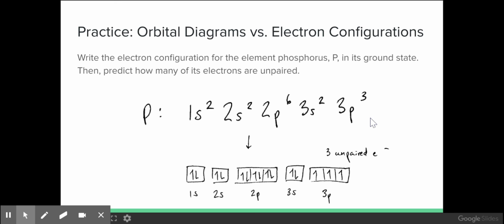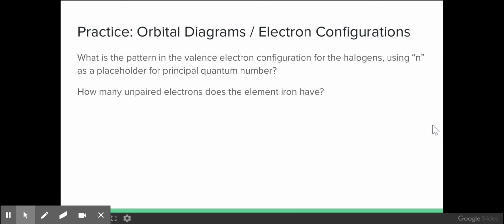A more detailed picture is the orbital diagram of phosphorus. And if I draw that, my last subshell of electrons here, we can see, according to Hund's rule, I place them singly in each of these orbitals first, spinning the same way, which means that the only way to predict how many unpaired electrons it has is to draw this orbital diagram.